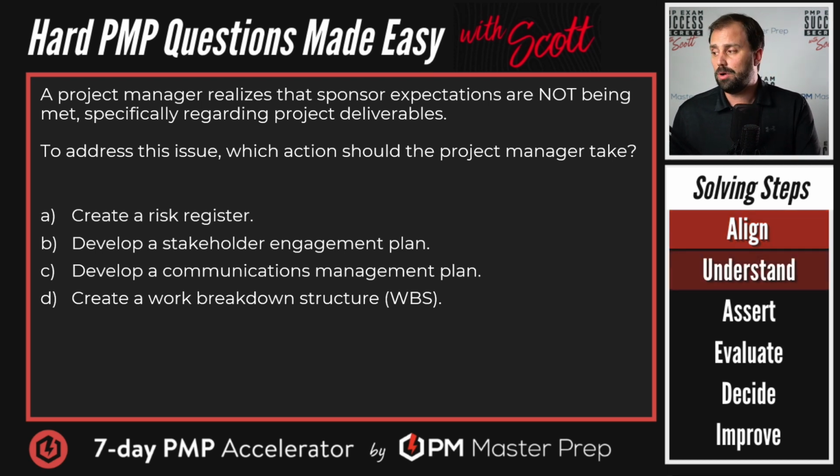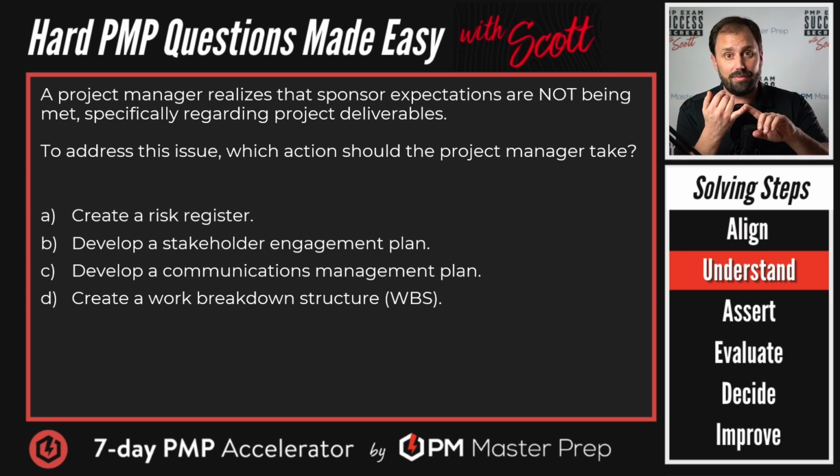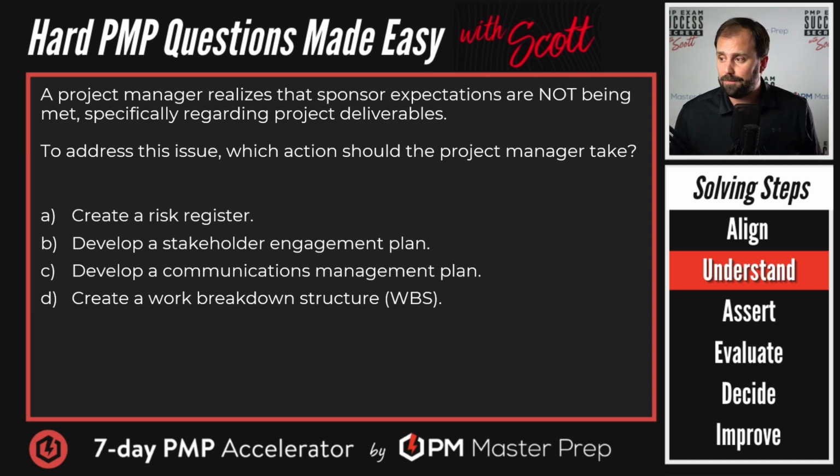Now, step two, we want to go back to the base of the question. It's a short one, but we read it for context. What type of project? What are the keywords? Those kinds of things. So let's read it. A project manager realizes that sponsor expectations are not being met, specifically regarding project deliverables. Oh no. To address this issue, which action should the project manager take?